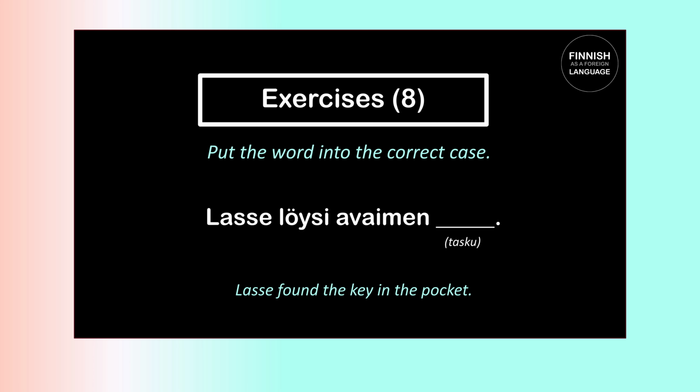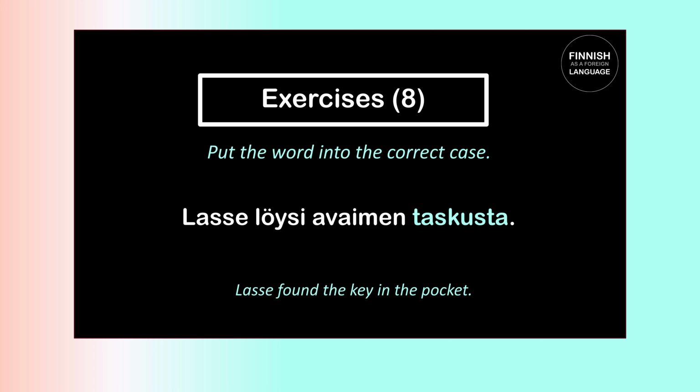Next one, we want to say Lasse found the key in the pocket. Which case do we need here? Lasse löysi avaimen. Very good. Here we need the elative case, which is why we say taskusta. Taskusta. Lasse löysi avaimen taskusta. Lasse found the key in the pocket. Here we need the elative case because of löytää.